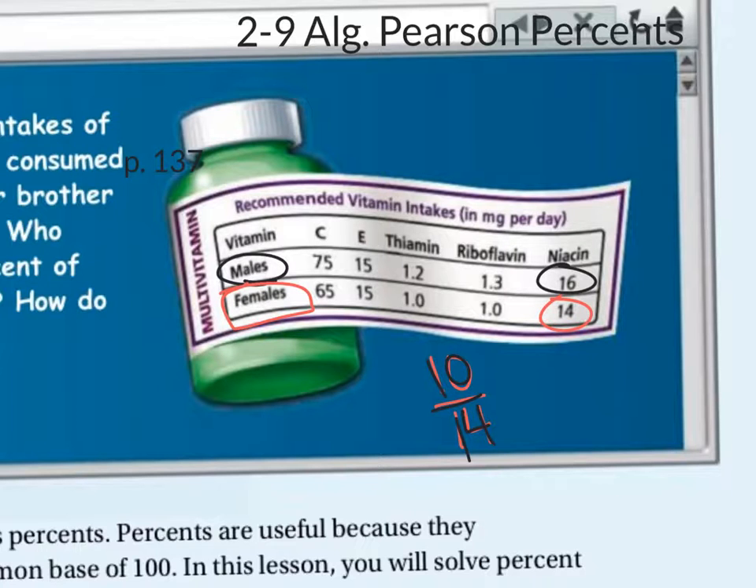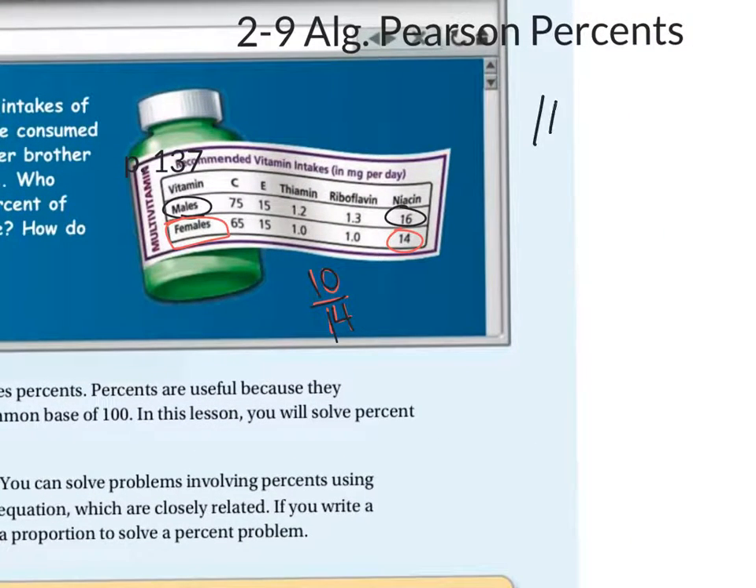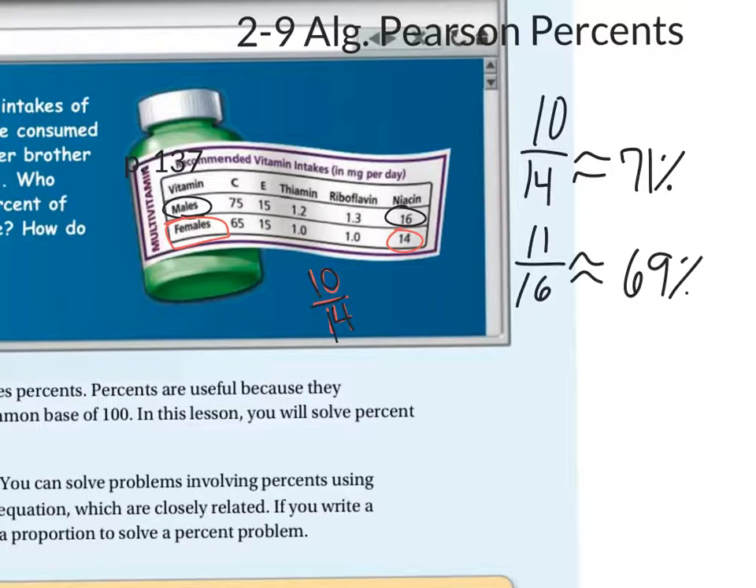So 10 out of 14, maybe I'll come over to the side here where we can read it. What you could do is divide that out and then move your decimal over 2 spots. That's about 71%. Her brother is 11 milligrams out of 16. Divide that, move the decimal over, is about 69%. So Carrie had the greater percent of recommended intake.